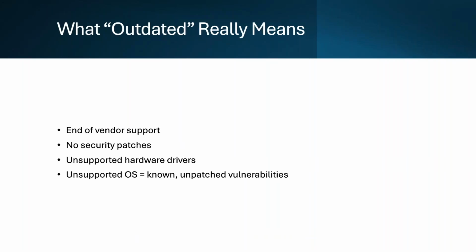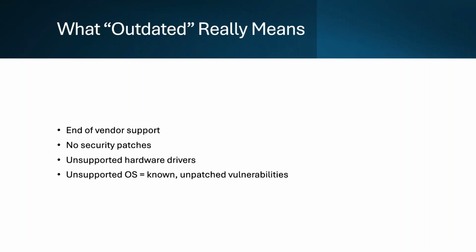Let's clarify what we mean by outdated. An outdated operating system is one that is no longer supported by the vendor and receives no security updates. This is sometimes called end of life or end of support. It may have compatibility issues with modern networks or software. For example, operating systems might not support current encryption standards, making secure communication difficult.